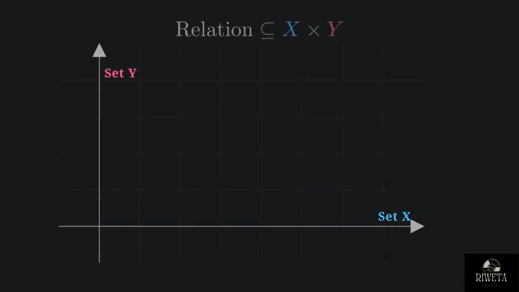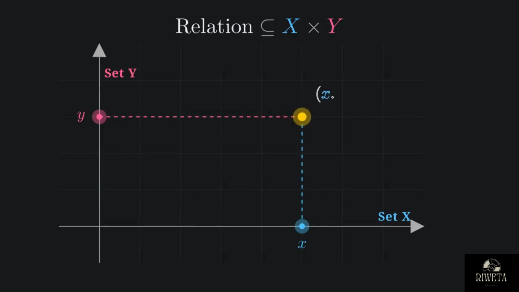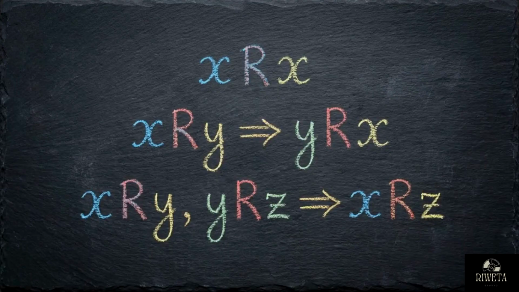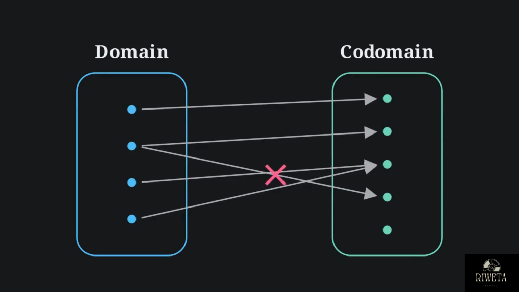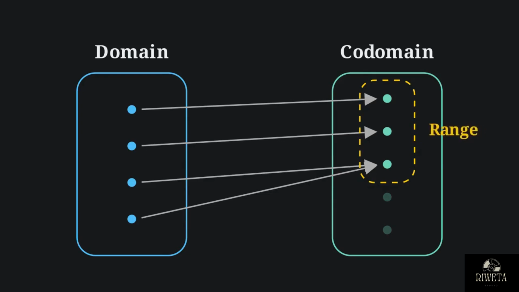Once our sets are defined, we can describe how they interact through relations. Mathematically, a relation is a subset of the Cartesian product, a collection of ordered pairs where one element is drawn from each set. If a relation is reflexive, symmetric, and transitive, it satisfies the requirements of an equivalence relation. A function is a more restricted form of relation. It requires a mapping where every input in the domain corresponds to exactly one output in the codomain. Within that codomain, we identify the range, the specific subset of values that are actually produced by the function.